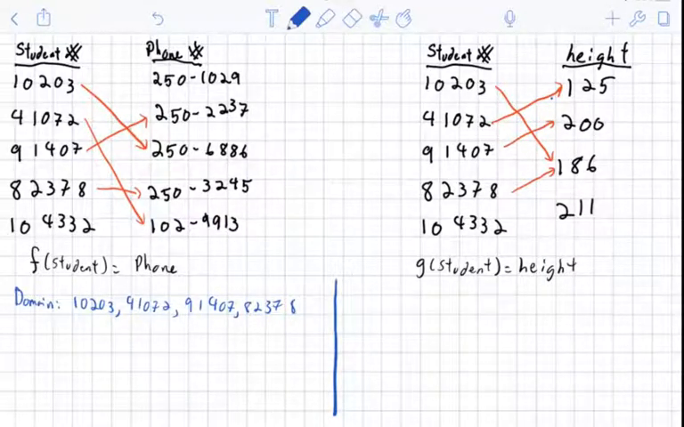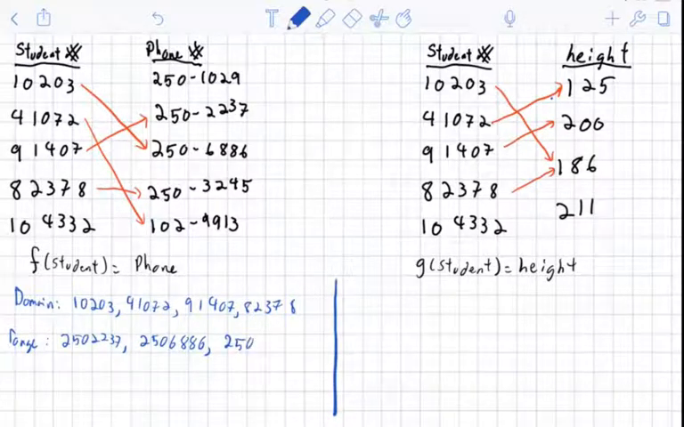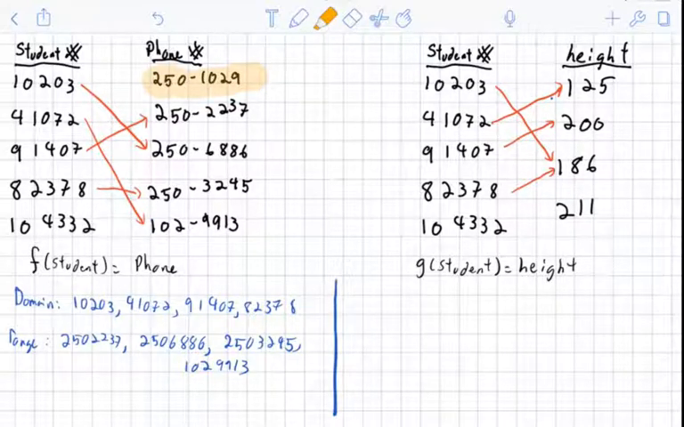What's the range? It's all of the destination arrows as a collection. 2502237, 2506886, 2503245, and 1029913. All right, so why isn't this one in it? Well, it doesn't have any arrows going to it. So yeah, I mean, I don't know. It doesn't have any arrows going to it. What are you gonna do?